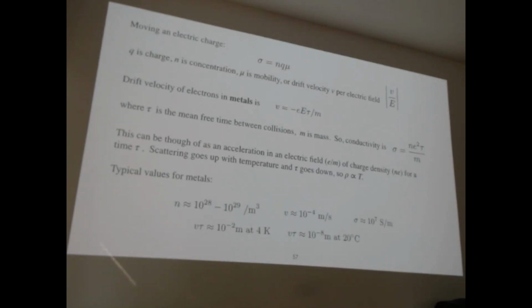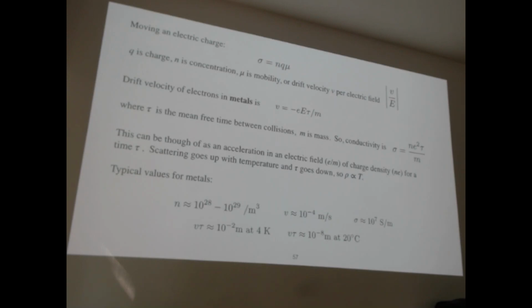So let's look at some of the math. Moving electric charge, the conductivity of a rock is given by the density of charges, the charge on the charge, which is using some fraction of an electron. It's either one electron or two electrons, depending on the valence of your ion. And then the mobility, mu. And the mobility is basically the velocity of the charge per electric field. And the drift velocity.